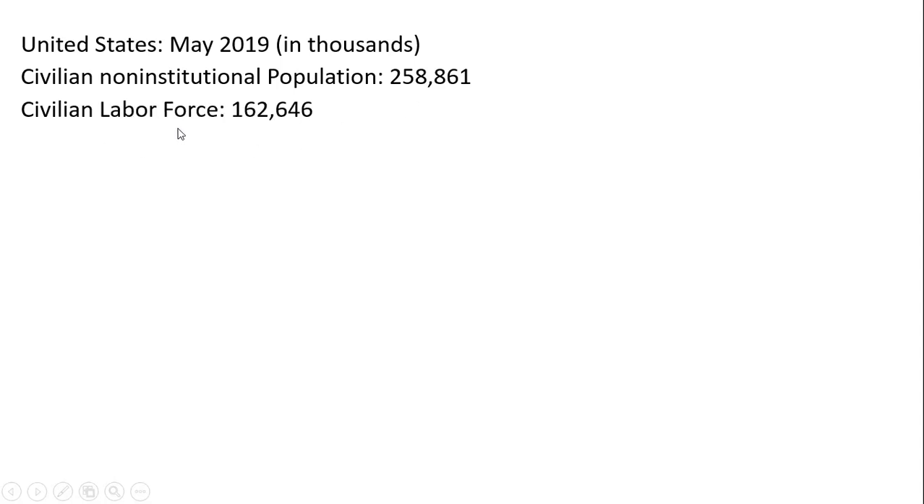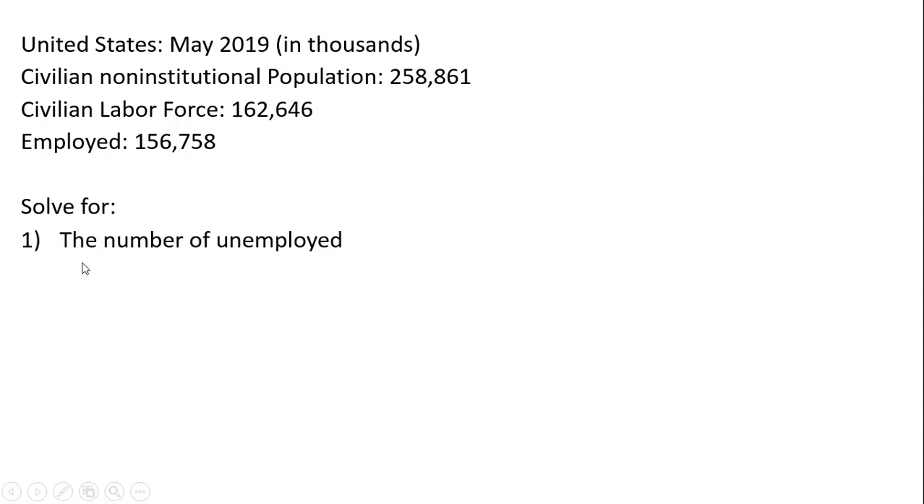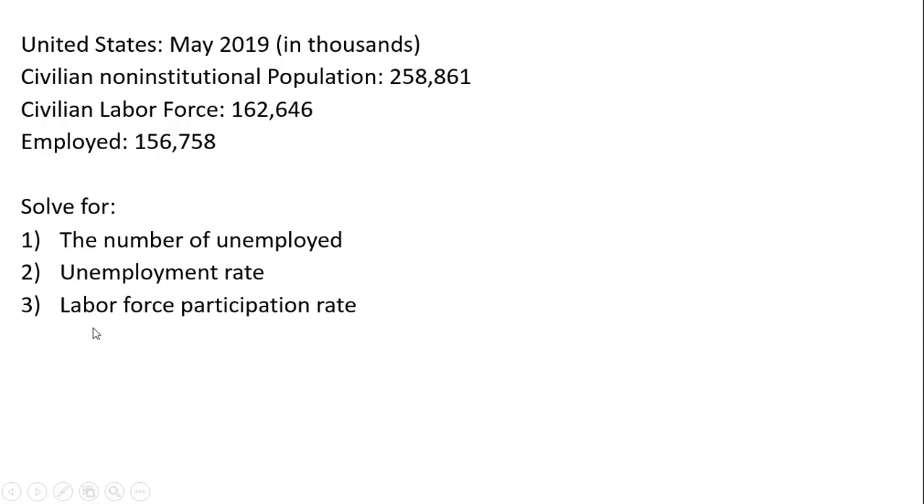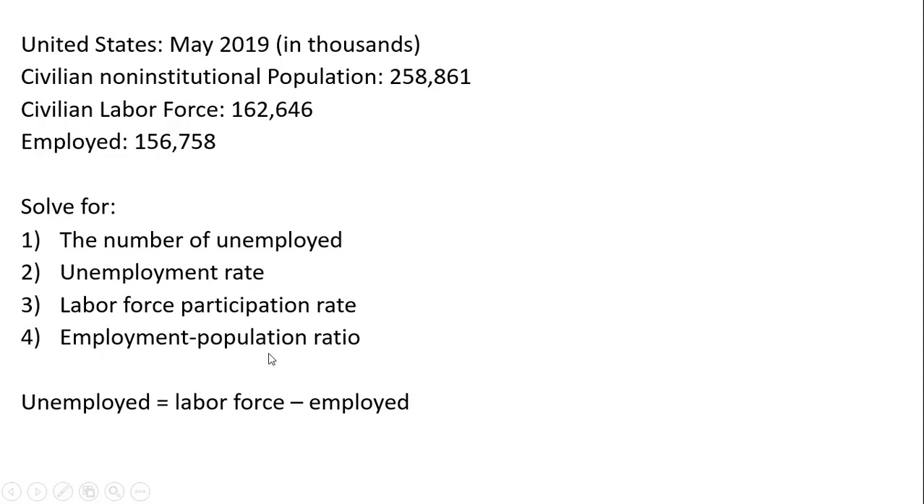The civilian labor force is about 162 million. And the number of people employed in May, almost 157 million. And we want to solve for a few things here. We want to solve for the number of unemployed, the unemployment rate, the labor force participation rate, and the employment population ratio. So let's start with finding the number of people unemployed.